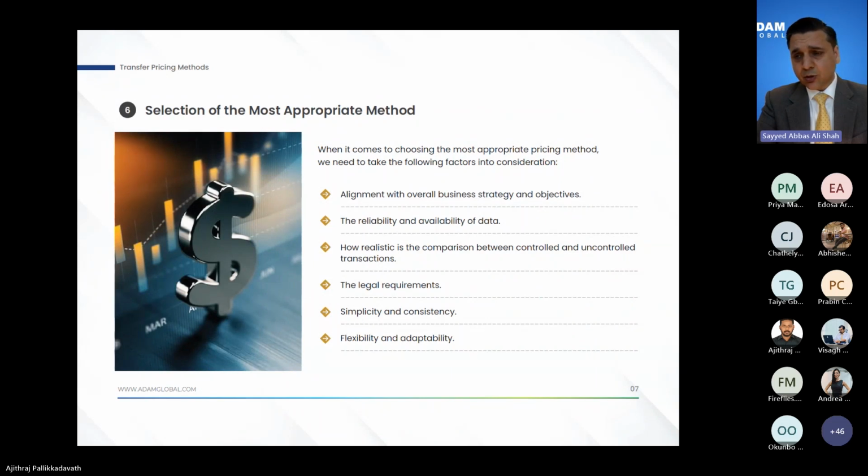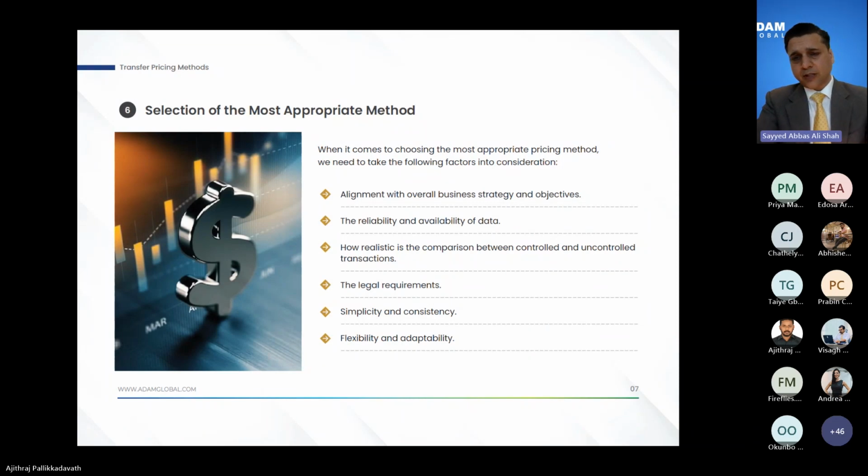Simplicity and consistency, very, very important. Simplicity because you don't want to make it rocket science for you, because time is money. You have to make sure you're not wasting too much time on it. So it has to be simple in terms of adaptability and practicality. It has to be simple and adaptable.